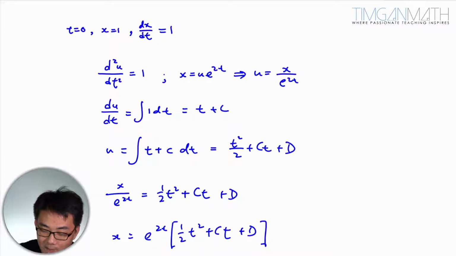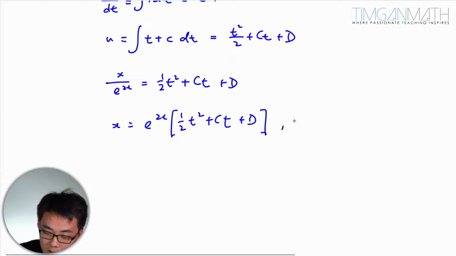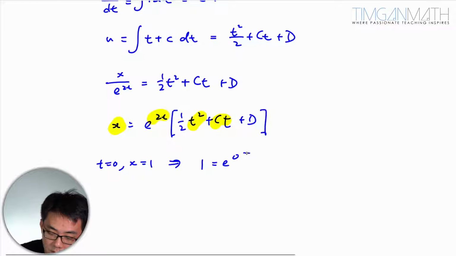So okay, when t is 0, we know that x is 1. So in other words, if you sub in t equals 0 and x equals 1 into this equation here, what we get is actually 1 equals e^0 times (0 plus 0 plus d). Then you know that d is equal to 1.